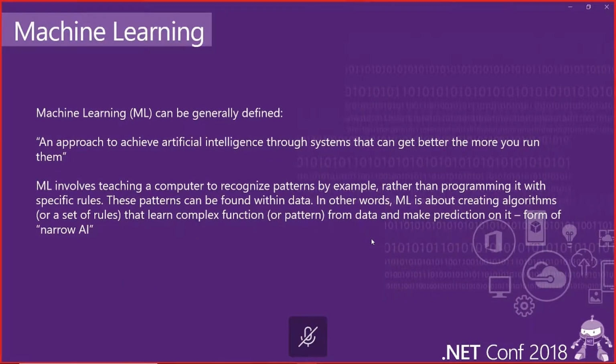Let's talk about, we defined artificial intelligence. Let's talk about machine learning. Machine learning can be defined as an approach to achieve artificial intelligence through systems that can get better the more you run them. Machine learning involves teaching a computer to recognize patterns by example, rather than programming it with specific rules, as we are used to doing with if then else.